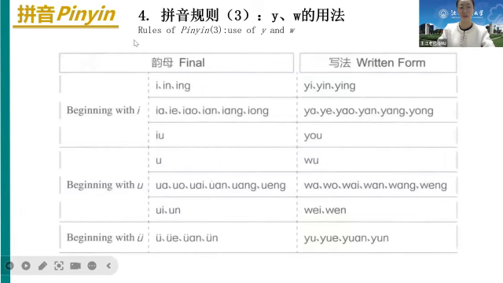Okay, so let's go on to learn some knowledge of the Chinese phonetics. Let's go on to learn some rules of pinyin. Please look at these panels, beginning with i, u, yu. So what's the written form? Please take a look. You should be able to read these panels.